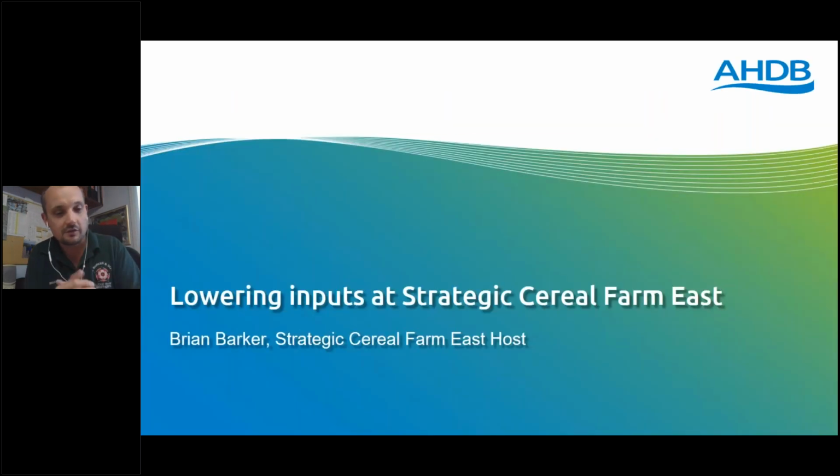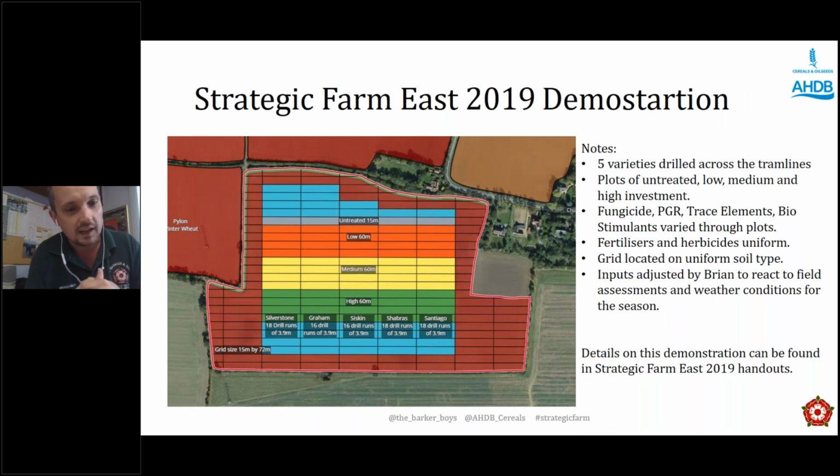So Fiona can pass it on. What we've done is have a field with 5 varieties. One section is untreated, and then we've tried to go as low as we can, and then have medium investment and high investment. We tried to do it looking at the state of play in the field, as well as what the weather was coming to. So this is the 2019 demonstration. You can find the handouts from last year on the AHDB website, and we've repeated it in the same field. These next few slides are what we saw going through.